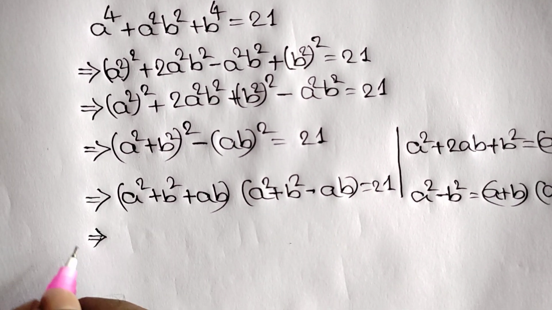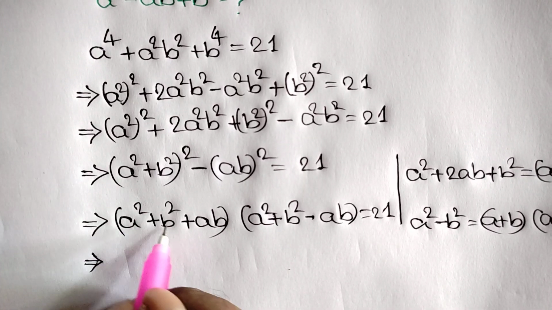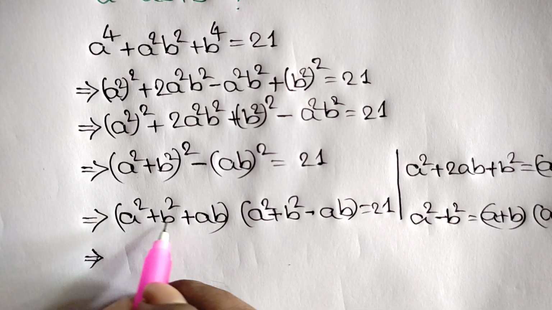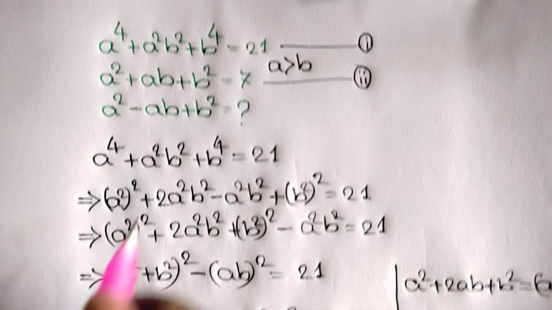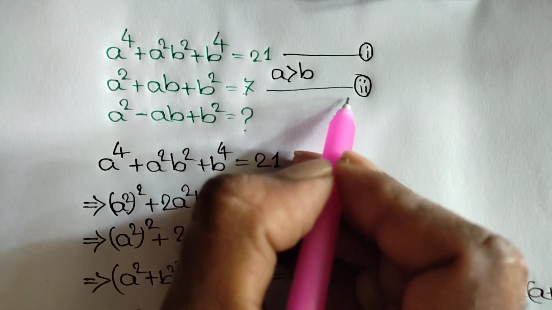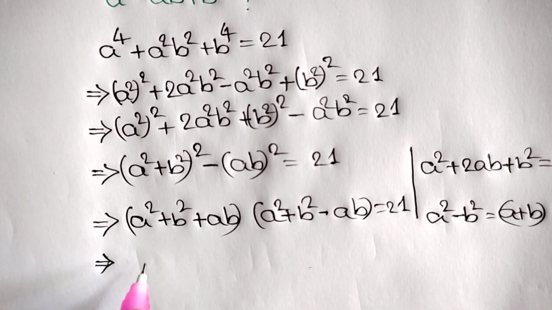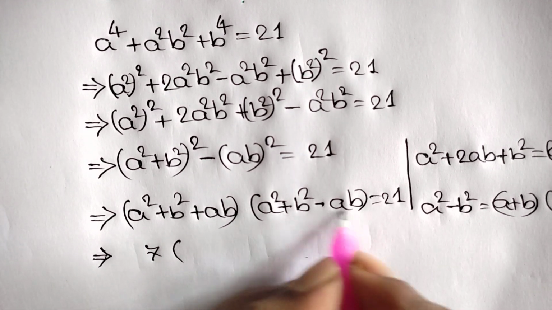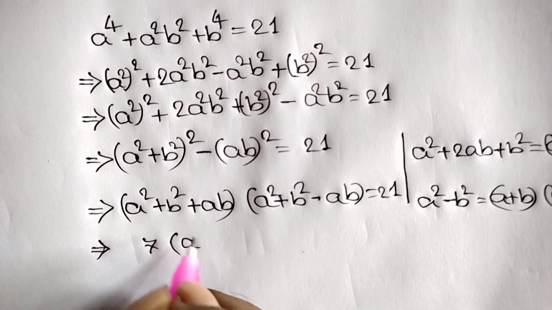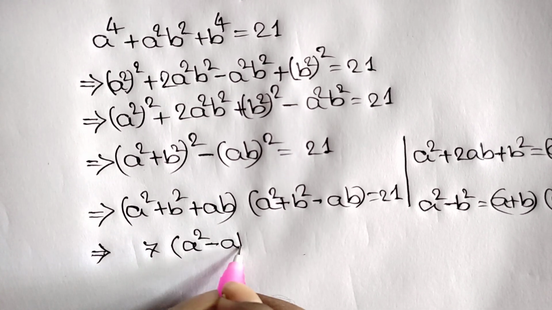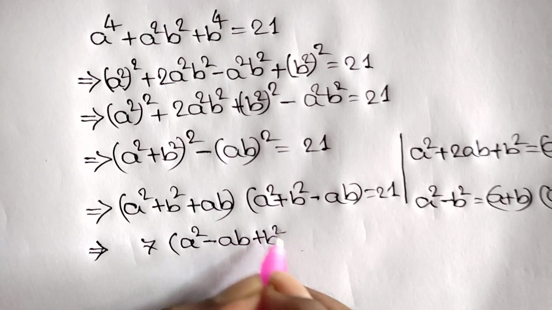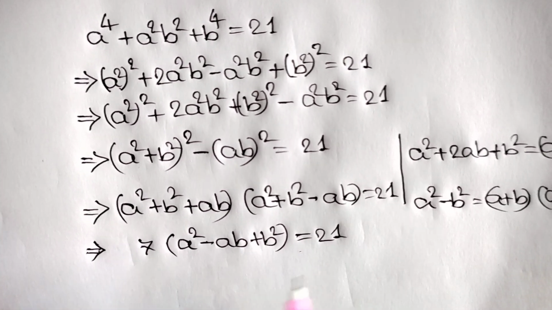But remember, a square plus ab plus b square is equal to 7 from equation number 2. So we can write here 7 times, and rearranging it, a square minus ab plus b square is equal to 21.